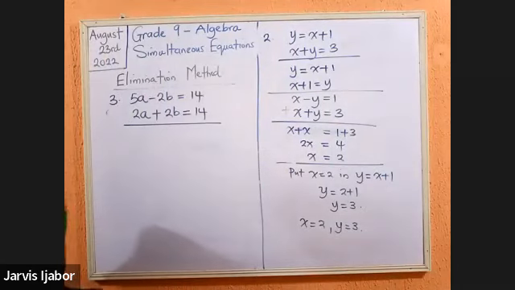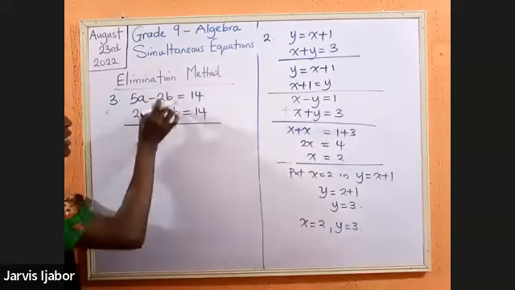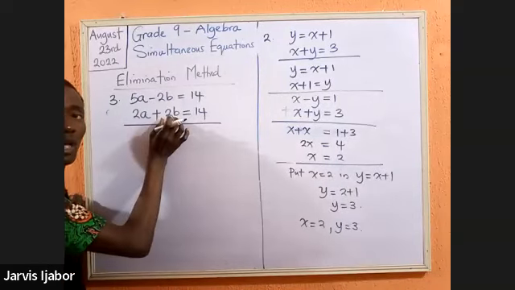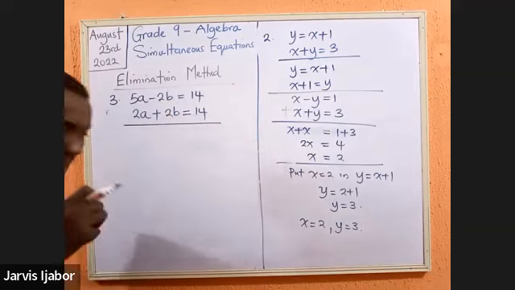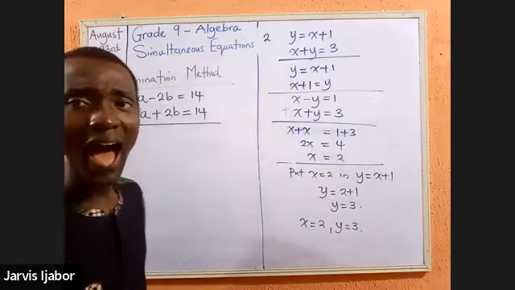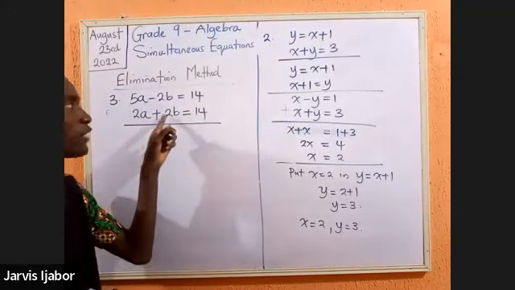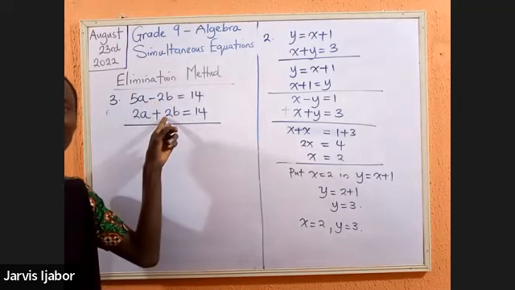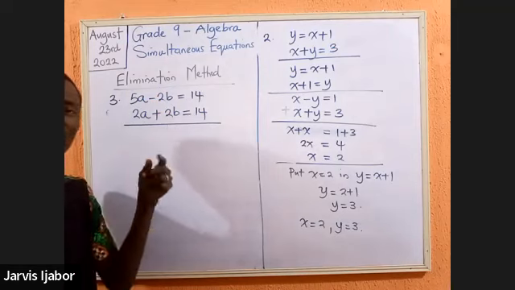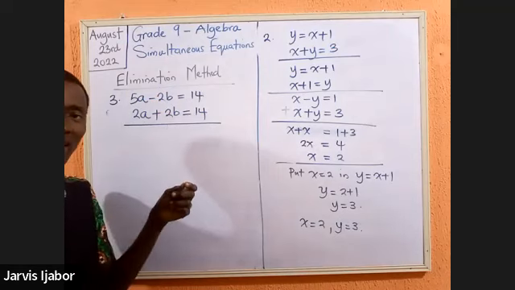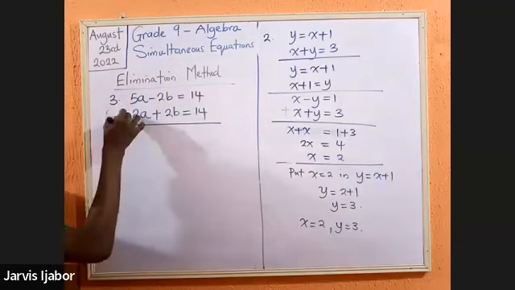And how do I eliminate B? This is negative 2. This is positive 2. I eliminate negative and positive by adding. But if they were both positive, I will eliminate by what? Subtraction. If they were both negative, I would eliminate by also subtracting. So for this, I will eliminate by addition. So I'll put a plus here.